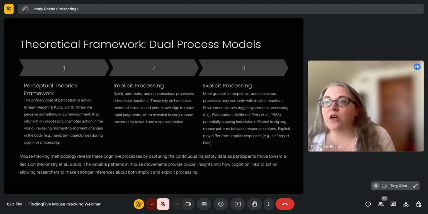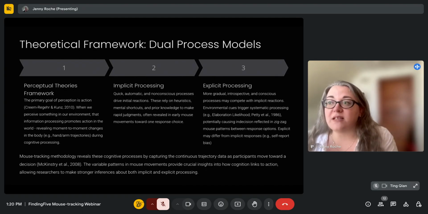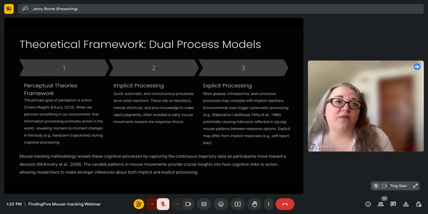And the variability of their patterns in mouse movements are going to provide crucial insights into what is actually happening in cognition as it links to action, allowing us to make stronger inferences about implicit and explicit processing. In some of the work that I've done, I've not only used mouse tracking, but I've used eye tracking together just to have a bigger picture of what's going on.